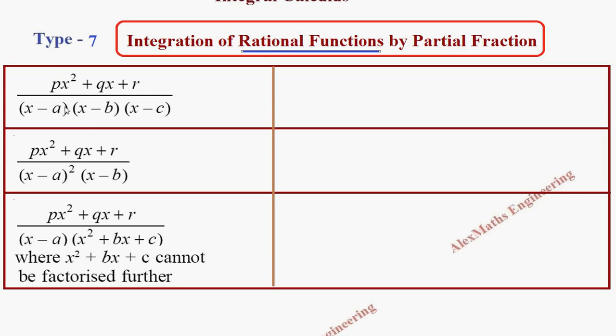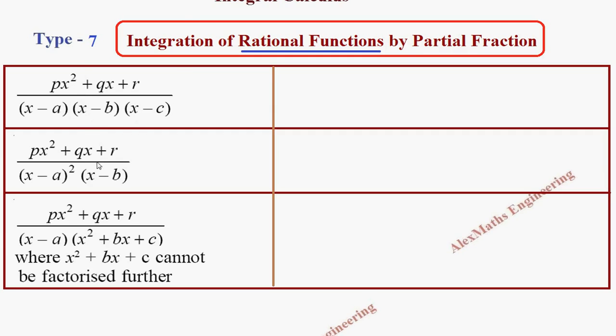For example, let's take the first expression. The degree of the numerator is the highest power, which is 2. In the denominator, when we expand, we get x cube and the degree is 3. So the degree of the numerator is 2 and the degree of the denominator is 3, and we notice that the degree of the numerator is less than the degree of the denominator. Such an expression is known as a rational function.